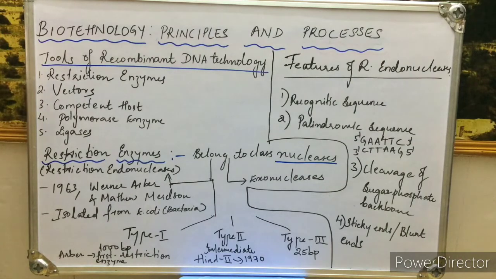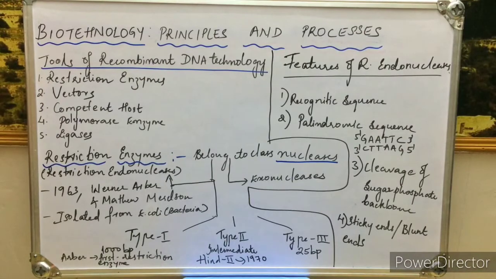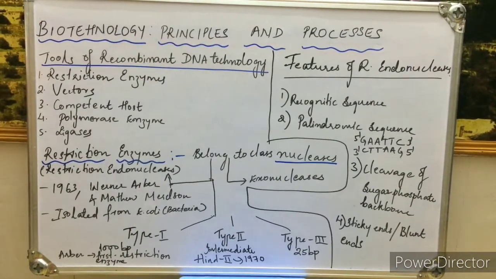If you miss out any of this tool, then your procedure will not be complete. It is going to be incomplete. You are not going to get the multiple copies of the recombinant DNA. So the ultimate goal of recombinant DNA is you are going to produce multiple copies of the gene of interest, and this gene of interest will code for the desired product. So it could be a medicine or it could be any other product that is useful for human beings, right?